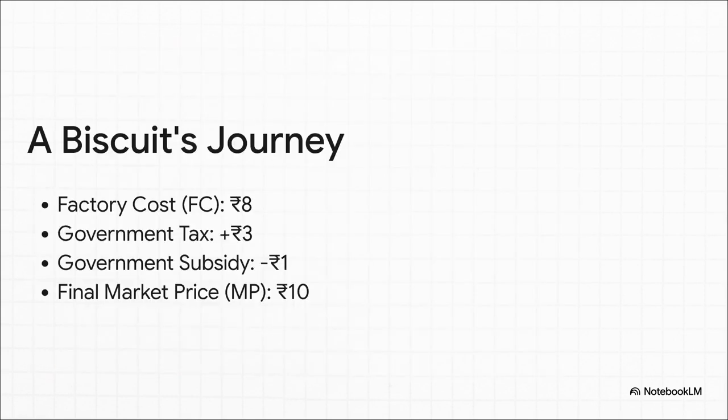Let's follow a biscuit on its journey from the factory to the store. Okay, let's say it costs 8 rupees to make. That's our factor cost. Then the government adds a 3 rupee tax. But the government also gives a 1 rupee subsidy to the producer to help out. So the final price you see on the shelf, the market price, is 8 plus that 3 rupee tax minus the 1 rupee subsidy, which gets us to 10 rupees.